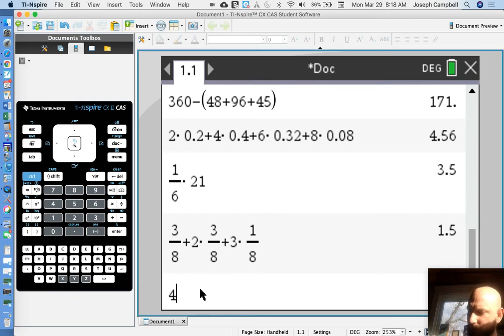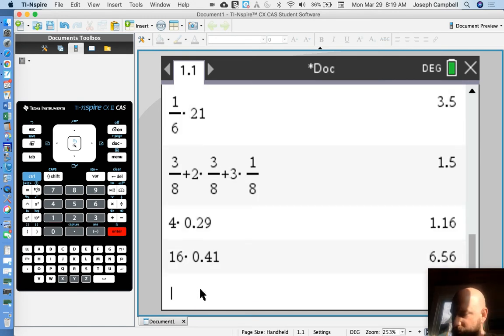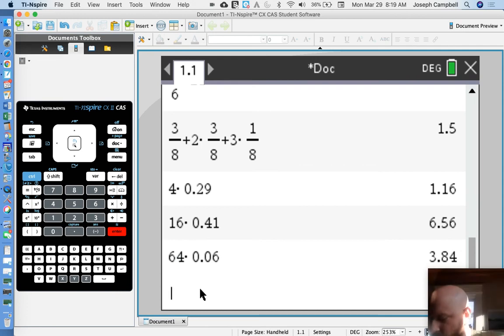4 times 0.29, 1.16. That's 0.41, 6.56. Then I have 64 times 0.06, 3.84.